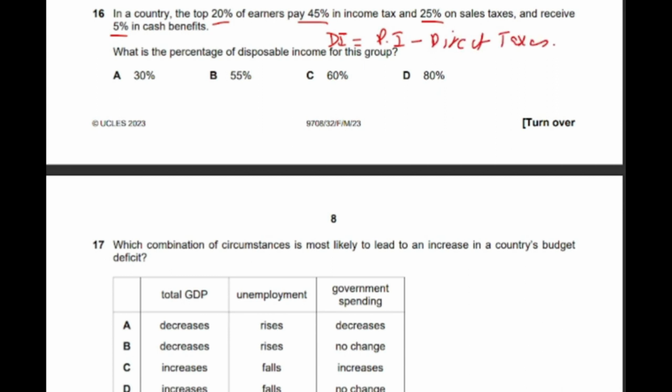Okay, so personal income, if we consider personal income 100%, and the person is paying income taxes, the direct taxes 45%, we will deduct 45% from here, and he is getting back cash back 5%, we will add 5% again. So the net value will be 60%. So this is the disposable income of this group.